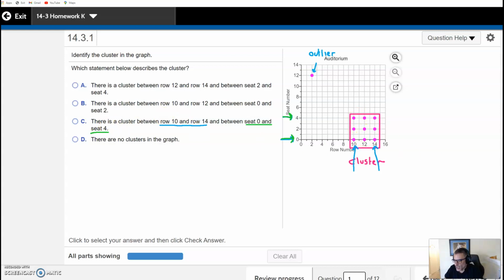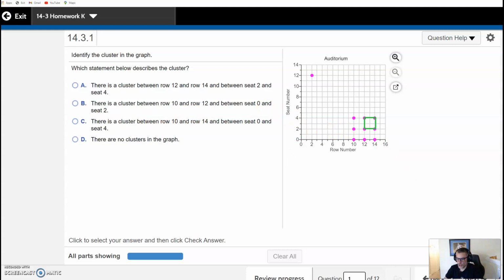we've identified our cluster. If you look at the other choices, this one says between row 10 and row 12. Well, and I'll actually draw a box here, and between seats 0 and 2. So if I was going with choice B here, my box would only look like this, right? Between 10 and 12 and 0 and 2. And you can see how that excludes these other points. And I'll do the last one as well. Between row 12 and 14, so we go from there to there, and between seats 2 and 4. So that would be a box that's just drawn right here.